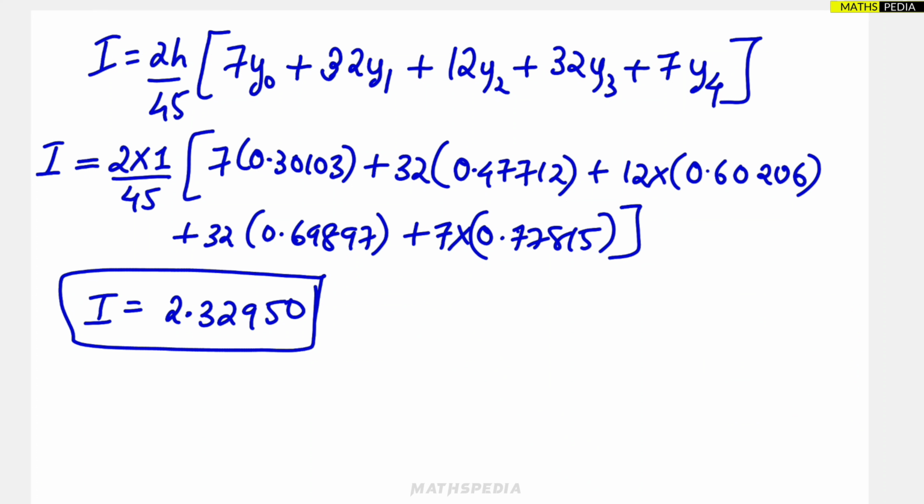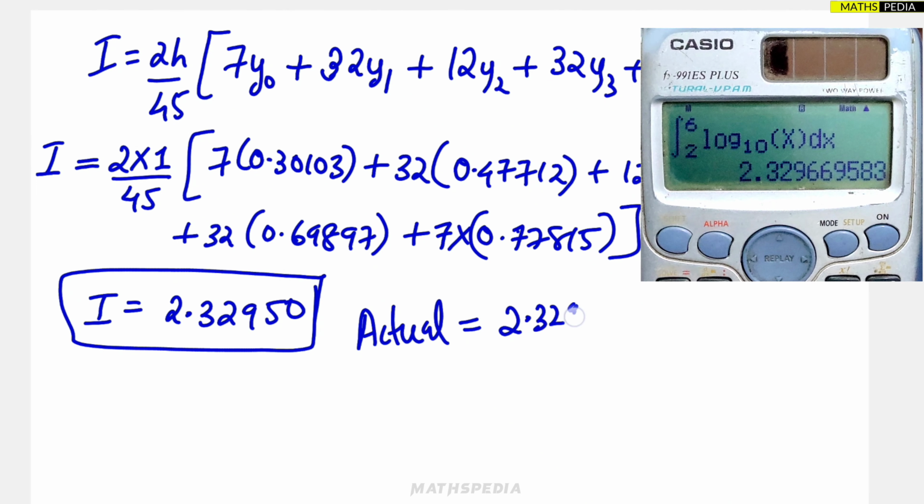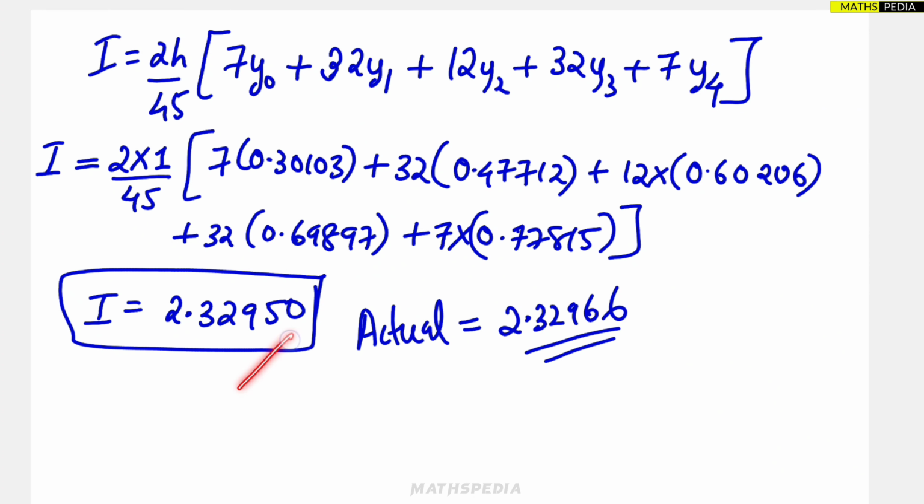So we are getting the value of I, the definite integral, as 2.32950, and when you compare with the actual value using the calculator, you get 2.32966. So a slight variation will be there, that is fine. By using these methods you will get an approximate value, so a slight error and deviation will be there from the actual value.